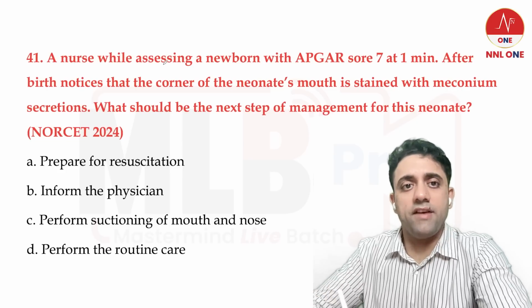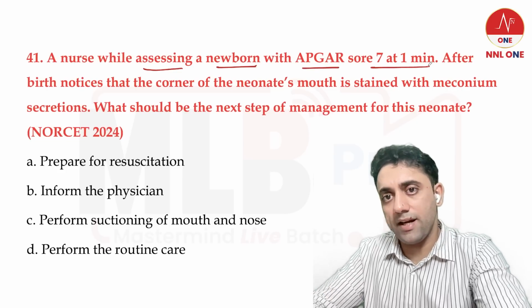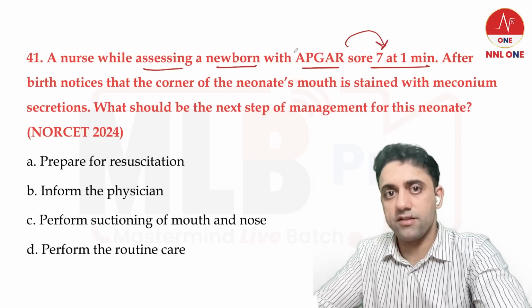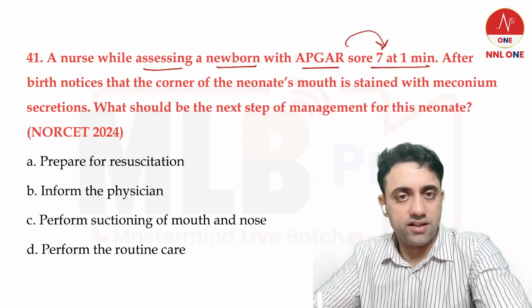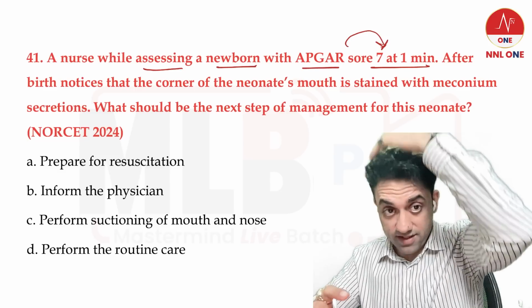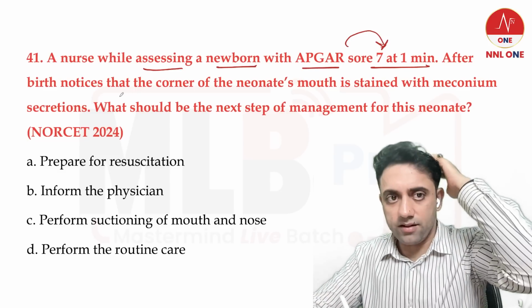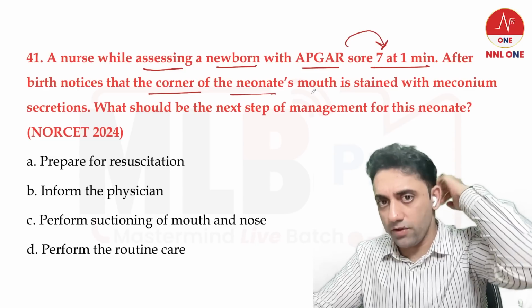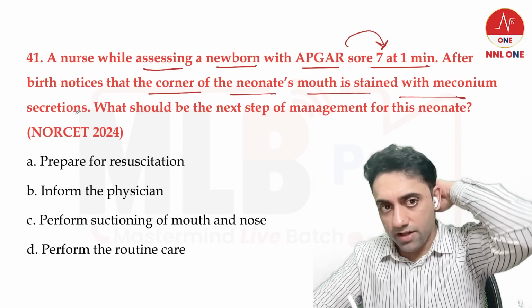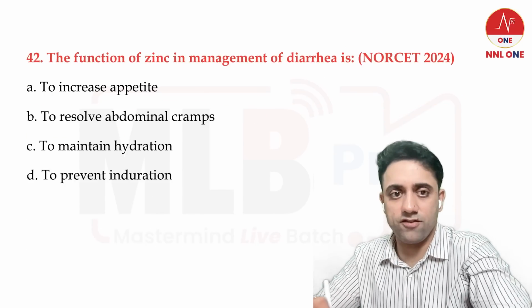Okay, a nurse is assessing a newborn with an Apgar score of 7 at 1 minute. After birth, she notices that the corner of the neonate's mouth is stained with meconium secretions. What should be the next step for this one?